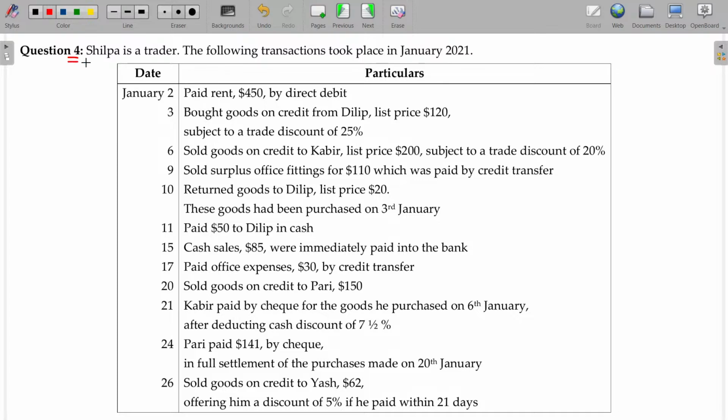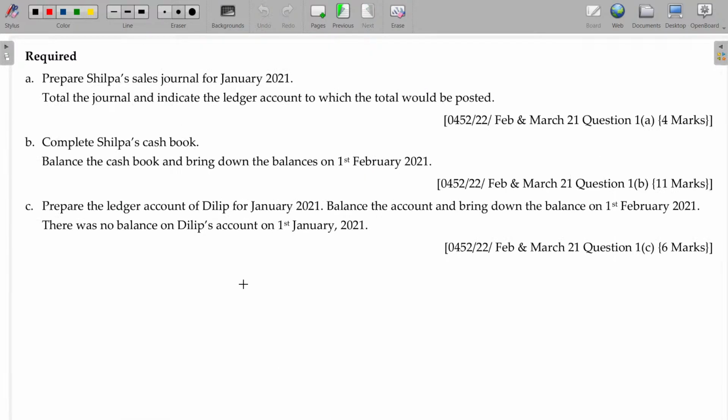Question number 4. Silpa is a trader. The following transactions took place in January 2021. So these are the transactions. You have to prepare the sales journal and indicate where the amount is posted. Second, you have to prepare the cash book. For this 4 marks, for this 11 marks.